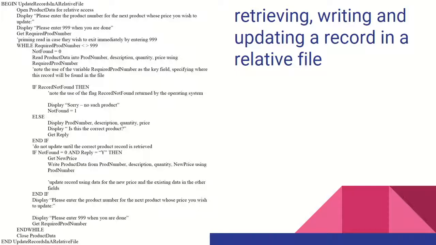And this is a lot of stuff: retrieving, writing, and updating a record of a relative file. It's actually broken down into 3 sections. We have the read section, the not found, a check there: is product number the correct thing you're looking for? And then just the view. So it's actually quite a simple algorithm, even though it is quite long.